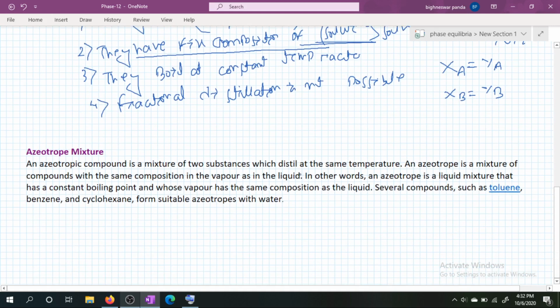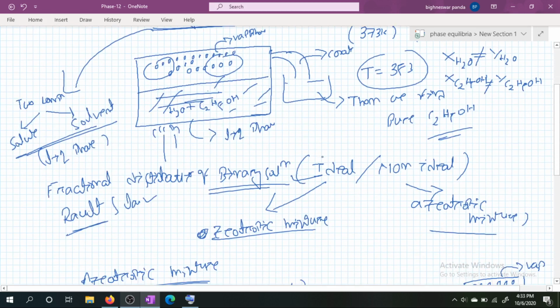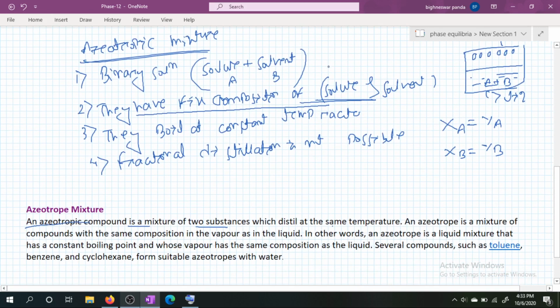So in general, an azeotropic mixture can be defined as a mixture of two substances which distill at the same temperature. That means constant boiling. That means both A and B boil at the same temperature. Normally in fractional distillation, due to the boiling point difference, they boil at different temperatures. Water boils at 373 K, but alcohol boils at 353 K. But if we consider a fixed composition of solute and solvent, then at that fixed composition the solution or mixture will boil at a constant temperature.